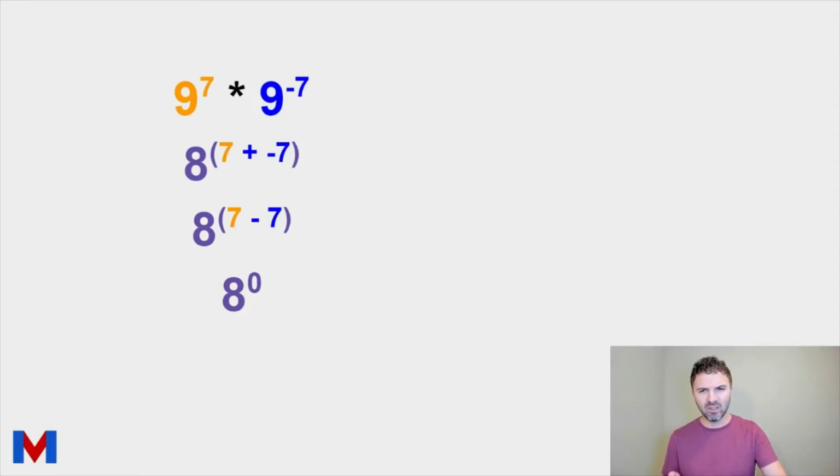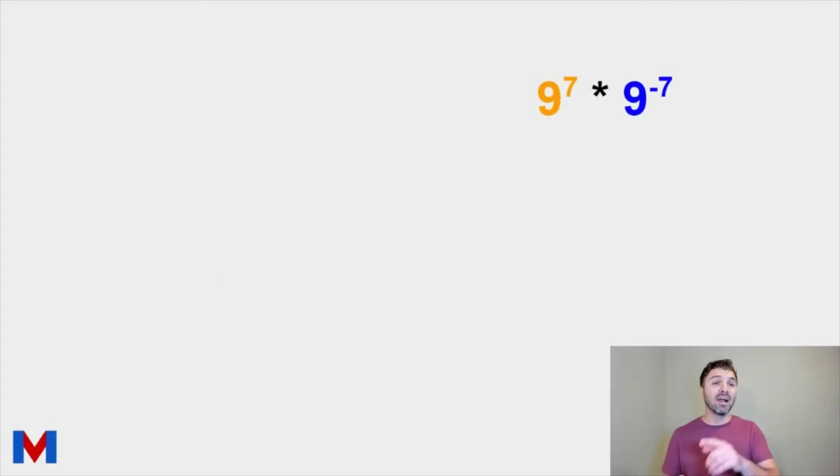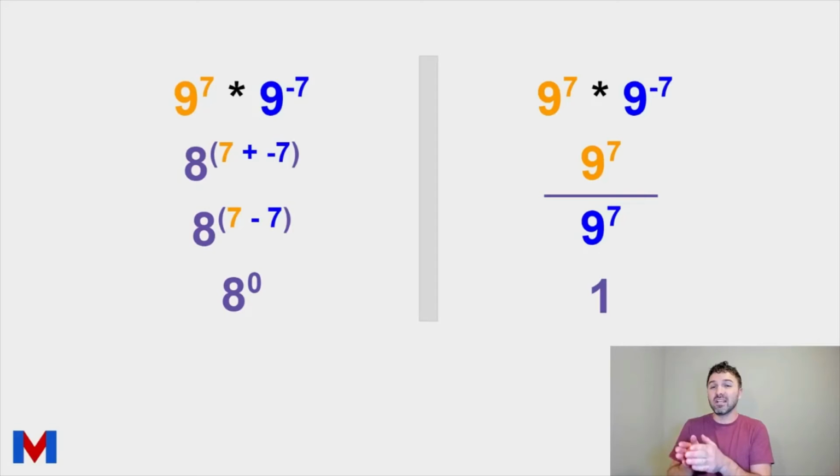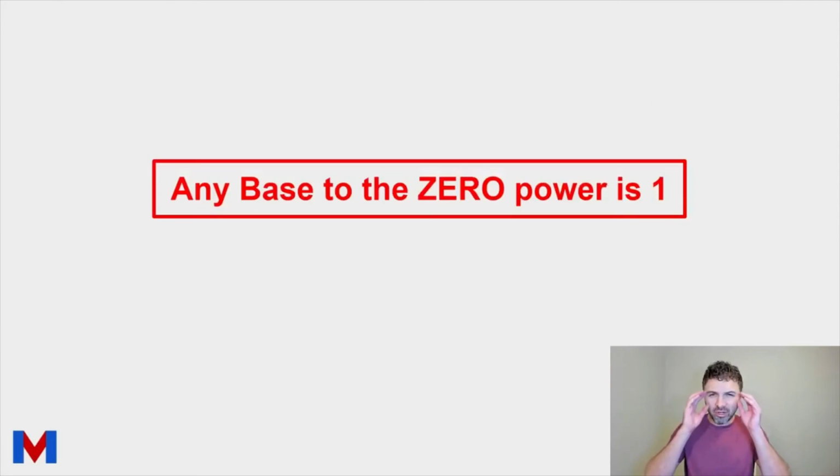Let's look at this a different way. 9 to the 7th times 9 to the negative 7th. If you remember, negative means do the inverse, and we're taking just the inverse of that base, so it becomes 9 to the 7th divided by 9 to the 7th. When we divide something by itself, it's the same thing, so it's 1. So what we just learned is that anything raised to the zero exponent is 1.